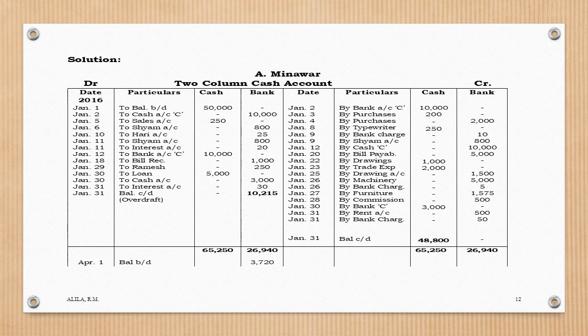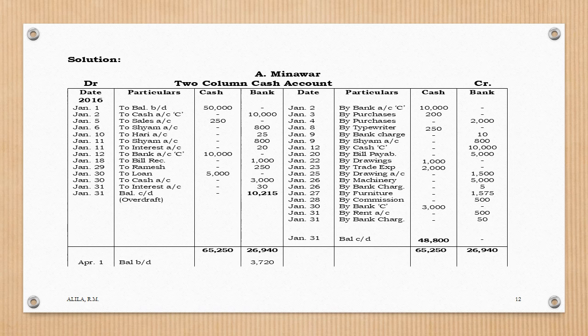So all these transactions in January, for instance, we open an account, the balance brought down, we have 50,000. But on January 2, we make a transaction involving bank and cash. We credited the cash account by 10,000, and we debited the bank account with the corresponding amount from the cash account, that is the 10,000.